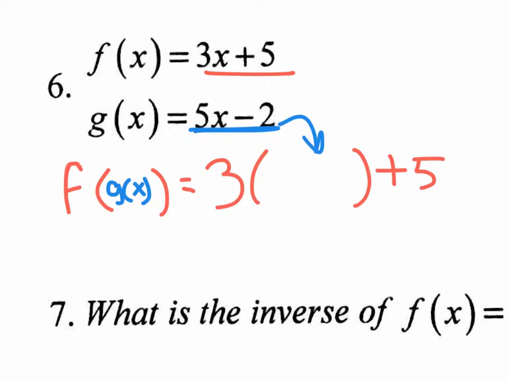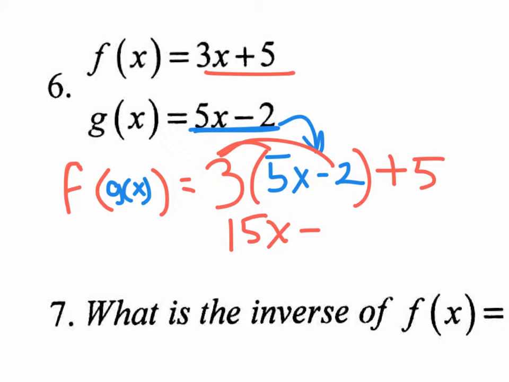Okay, so we're going to have a 5x minus 2, and when we distribute 3 times 5, that's 15x, and 3 times negative 2 is negative 6 plus 5. Now I could just stop right there, because in order for them to be inverses of each other, you have to just get x as an answer, right?